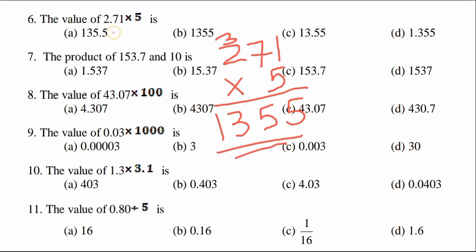Now we consider this decimal point, and here it is after 2 digits from the right-hand side. So we put this decimal point after 2 digits from the right-hand side. So here it is 13.55, and the correct option is C.